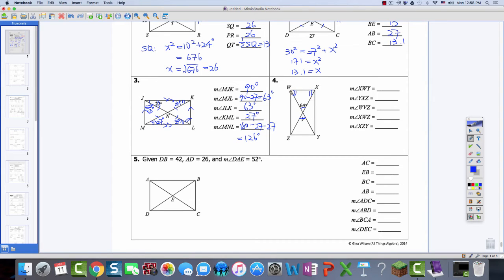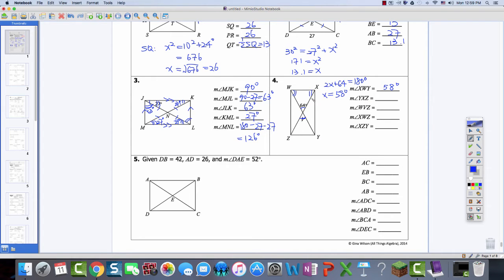So again, look at this triangle WVX. If these two are the same, then 2x plus 64 should equal 180 degrees. If you solve for x, x should come out to be 58 degrees. So that's 58 degrees. And then next is YXZ.